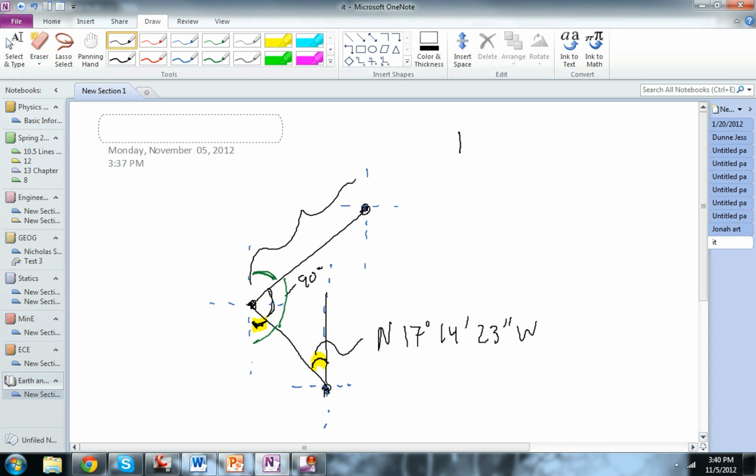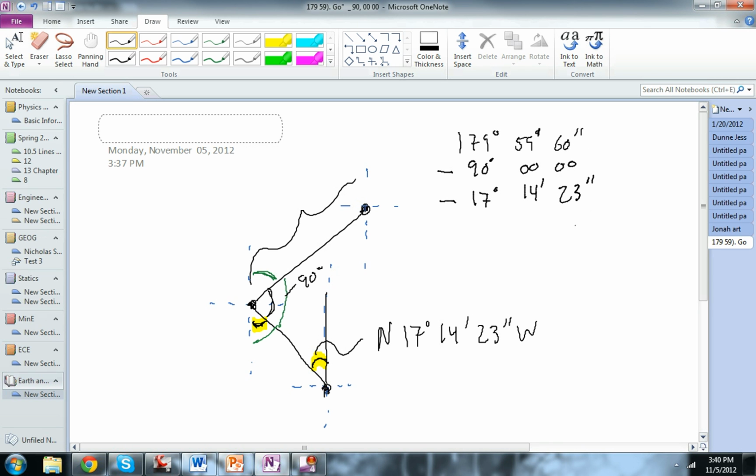So this is pretty simple. We can do 180 degrees, or if you think about it this way, 179 degrees, 59 minutes, 60 seconds. Because there's 60 seconds in a minute, and then there's 60 minutes in a degree. Then 59 minus 90 degrees minus what we have here, 17 degrees 14 minutes 23 seconds. So this is pretty straightforward. And now we just do some math.